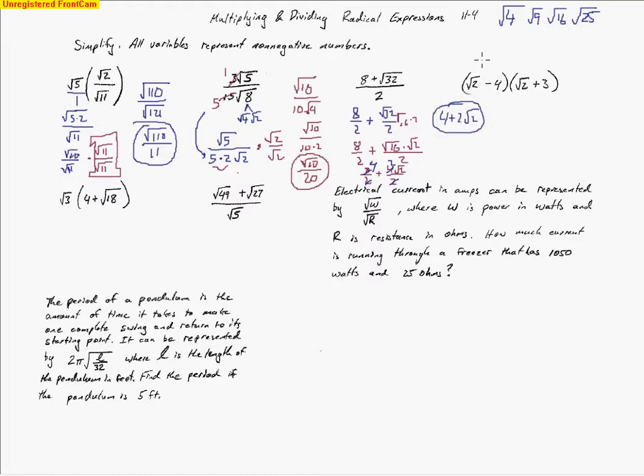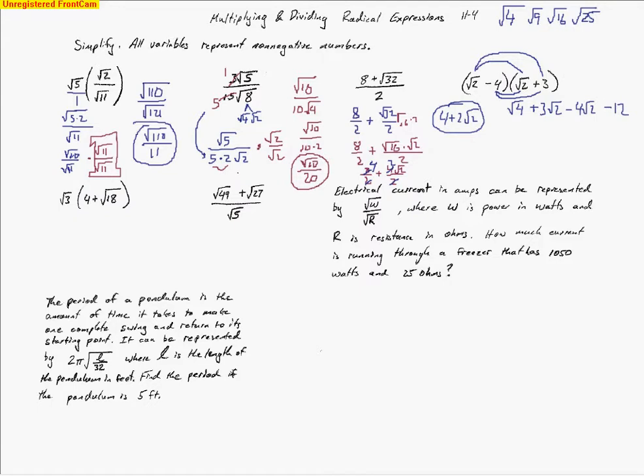Next one here, I'm going to use that FOIL method. So first, outer, inner, last. Square root of 2 times the square root of 2 makes the square root of 4. Those are the first terms. Now I do these. So I do 3 square roots of 2. And then I do the inside terms. Negative 4 times the square root of 2. And then I do the negative 4 times 3 makes negative 12.